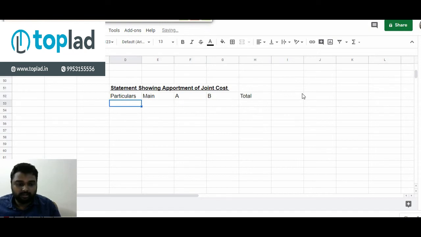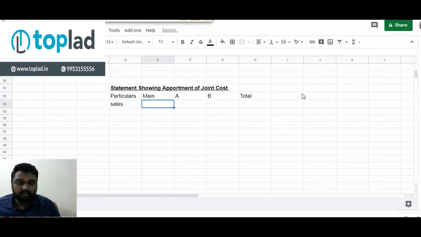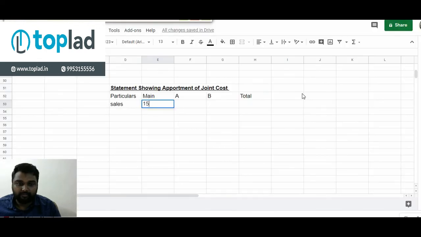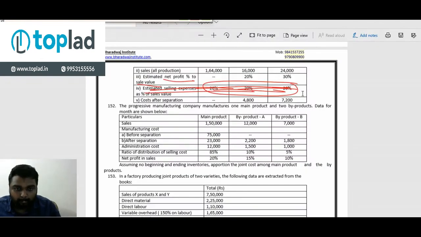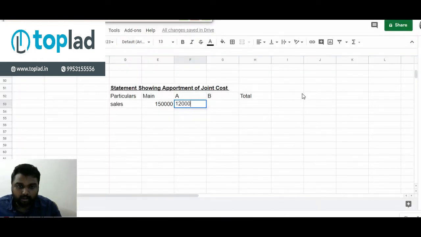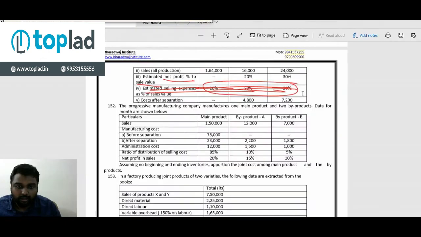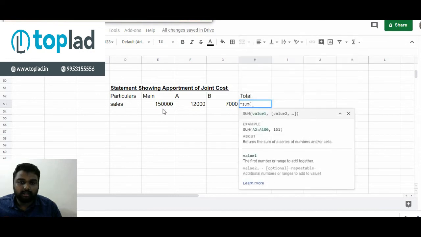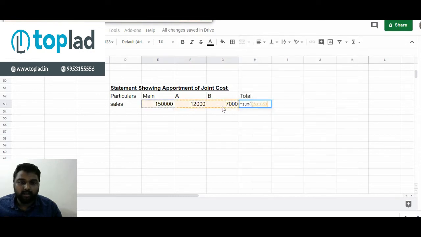So sales. What is the sales amount? Main product sales is 1 lakh 50,000. $12,000 is the A product sales. B product sales is what? 7,000. We can get the total sales also.